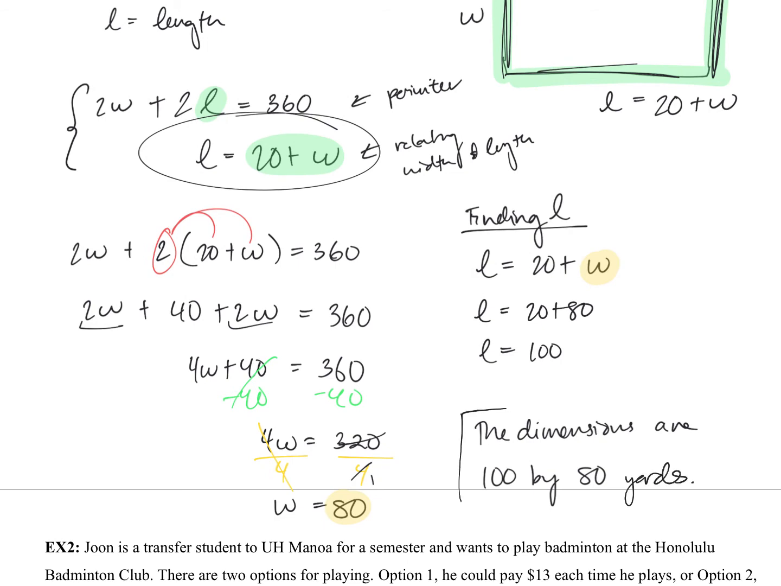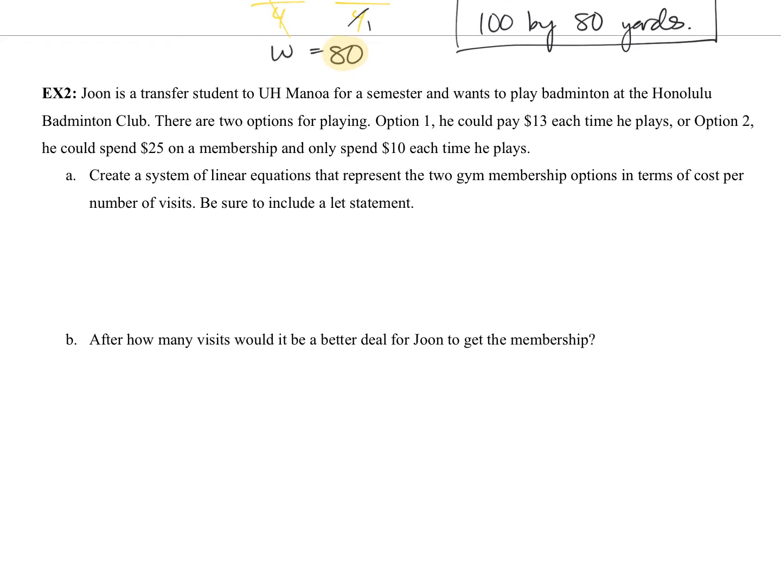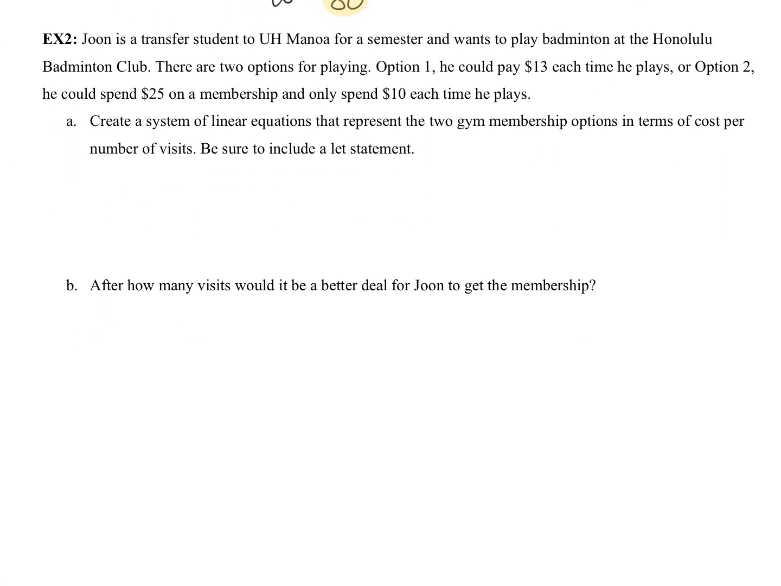Period. And we're done. Let's take a look at example 2. June is a transfer student to UH Manoa for a semester and wants to play badminton at the Honolulu Badminton Club. There are 2 options for playing. Option 1, he could pay $13 each time he plays, or option 2, he could spend $25 on a membership and only spend $10 each time he plays.